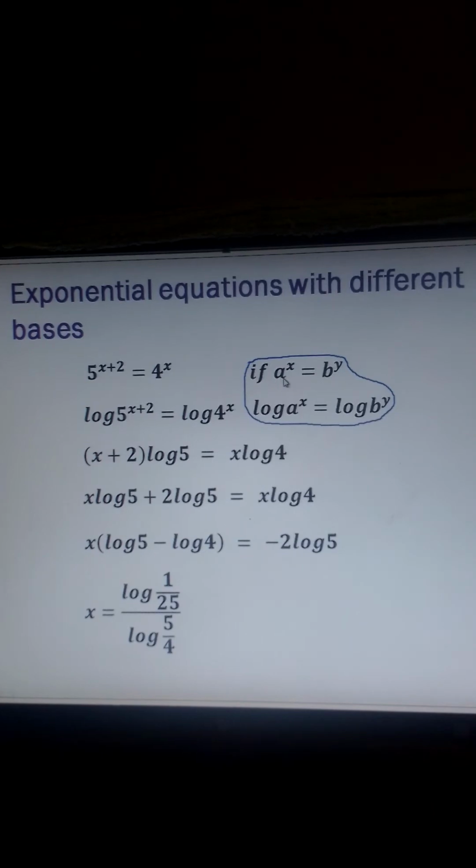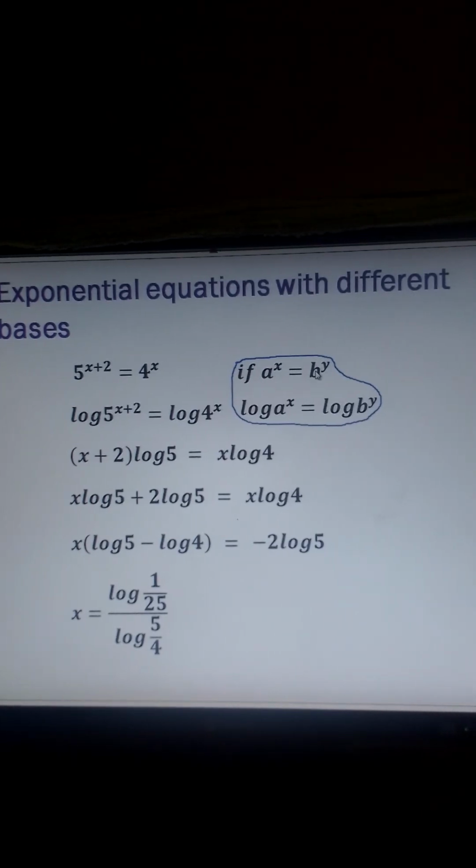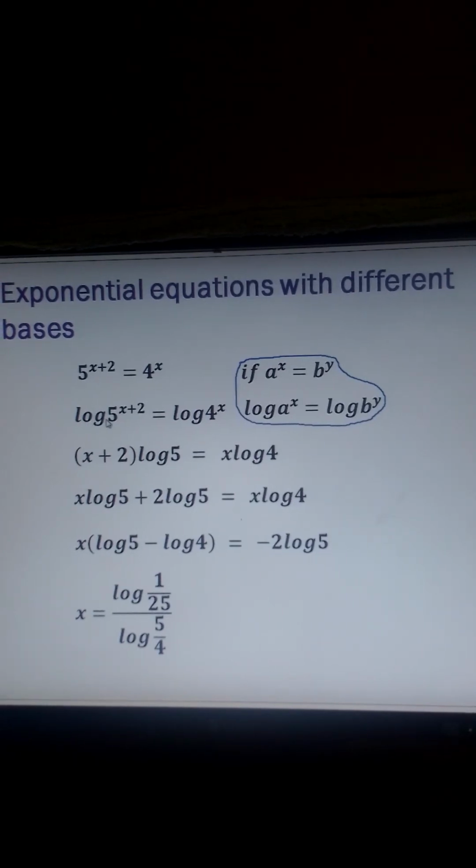If we have a raised to x is equal to b raised to y, how do you evaluate this? You find the logarithms of both sides to the same base. So the logarithm of a raised to x, let's say to base 10, is equal to the logarithm of b raised to y to base 10. So for 5 raised to x plus 2, you find the logarithm of that term. It is the logarithm of 5 raised to x plus 2 to base 10 is equal to the logarithm to base 10 of 4 raised to x.